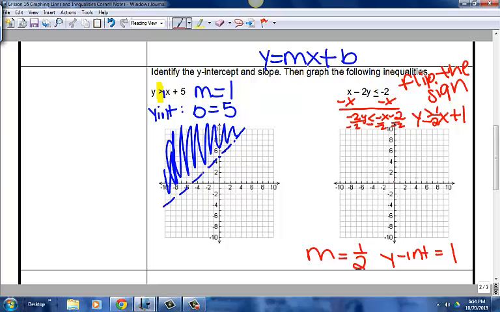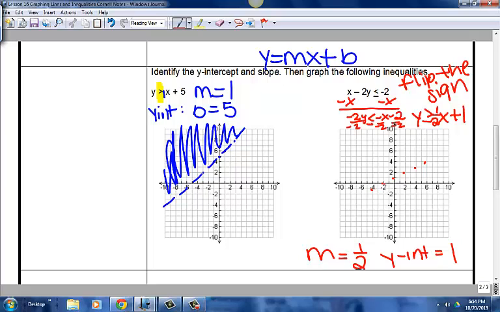So I'm going to start my y-intercept at positive 1. And remember, it's rise over run. So I'm going to go up 1 and to the right 2. Up 1 over 2. Up 1 over 2. Remember, I can do the same thing. I can go down 1 and to the left 2. So you can have some more points. Down 1 to the left 2.